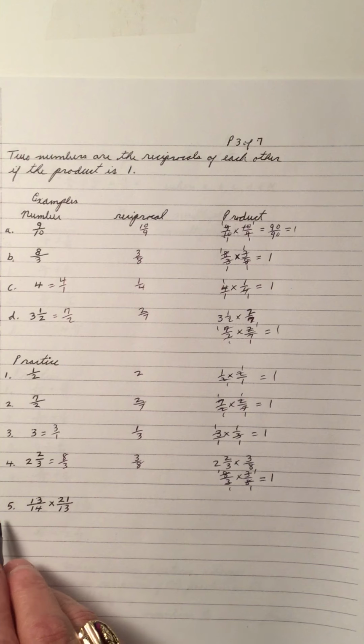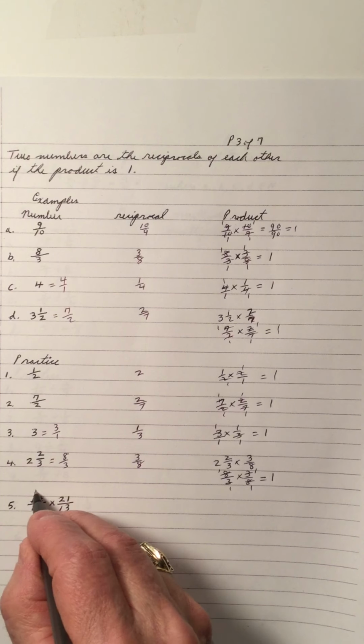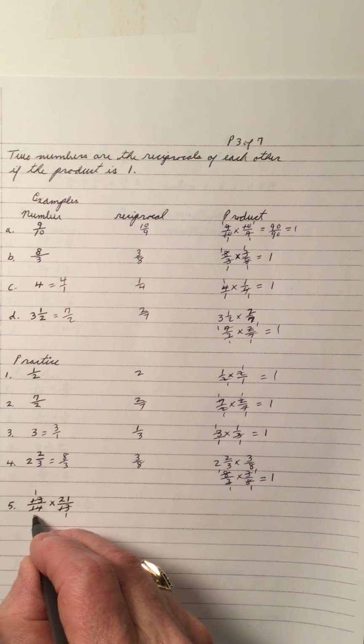Let's work this out. Number 5. When I multiply, I have to cancel. Can I cancel? 13 goes into 13 once, 1. 7 into 14 goes 2.